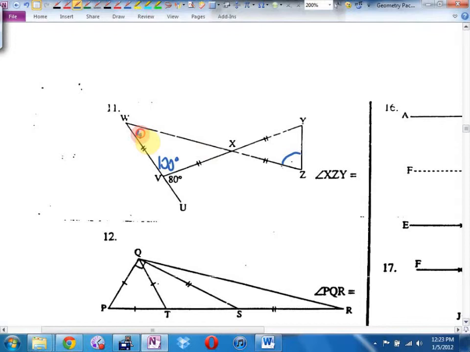What do I know now? Oh, this is also 40? Vertically opposite, if you wanted to be fussy. Oh, what kind of triangle is this? Isosceles, so how big is this one? So these ones here, these last two pages, are going to be hopscotching questions like that.